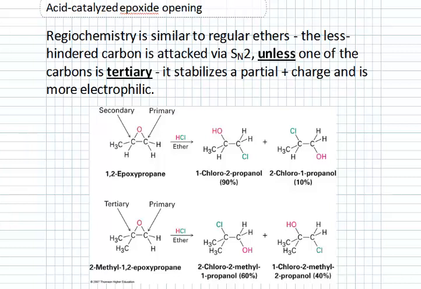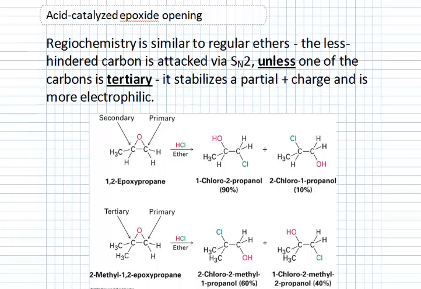The rules are pretty much the same as those regular ethers, we said. The less hindered carbon will be attacked by SN2 unless one of the carbons is tertiary, right? Or can in some other way stabilize a carbocation. So if I have my choice of secondary and primary, okay, look what happens here. Attack at the primary carbon is favored quite a bit.